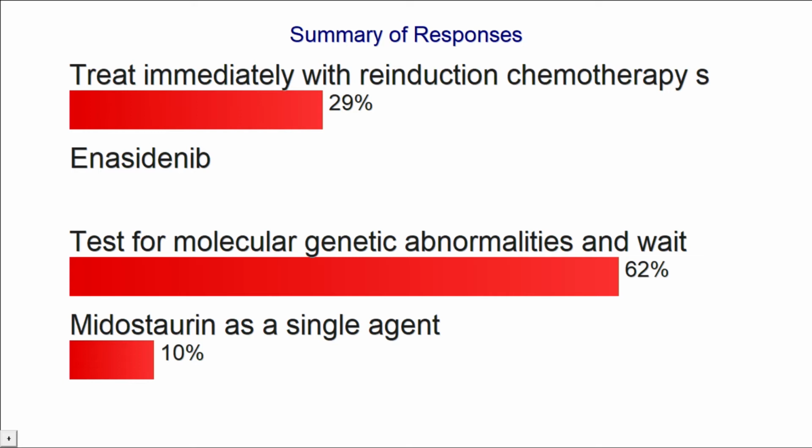So what I typically do in this situation is I wait for the molecular genetic results to come back, and then I make a decision if I'm going to continue with the small molecule inhibitor or if I'm going to give the patient reinduction chemotherapy, which unfortunately in this case I'm concerned isn't going to work very well.